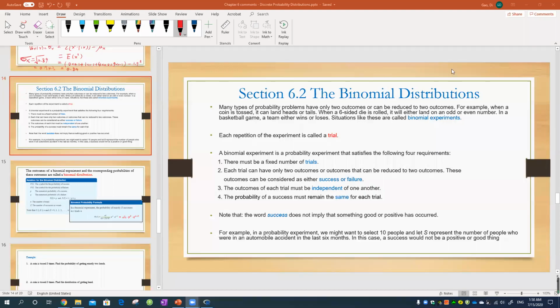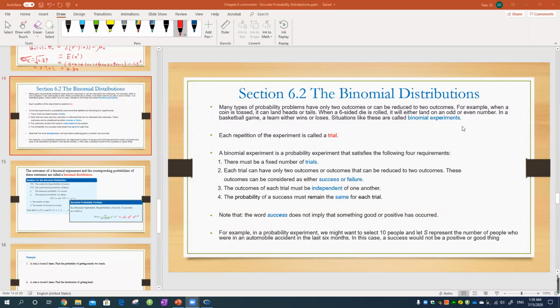Hello everyone. Now let's look at section 6.2, the binomial distributions. Many types of probability problems have only two outcomes or can be reduced to two outcomes. For example, this example we already used a lot of times. When a coin is tossed, it can land on heads or tails. When a six-sided die is rolled, it will land on either an odd number or an even number.